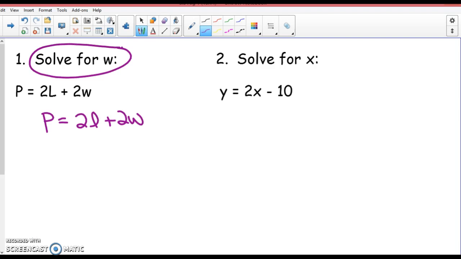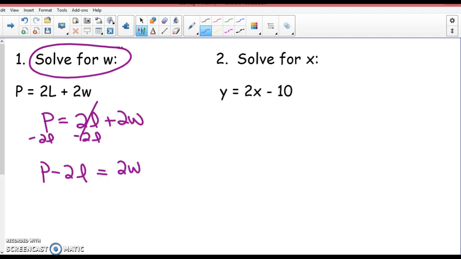So look at this side. If I want to chip away from this right side, wouldn't I move the 2L over here first? How do I do that? How do I move 2L to the other side so I can get W alone? Yes, subtract 2L from both sides. Now, on this left side, P minus 2L is exactly that. P minus 2L. You're not going to get like 18, because we don't know what P is and what L is. It's P minus 2L equals 2W.